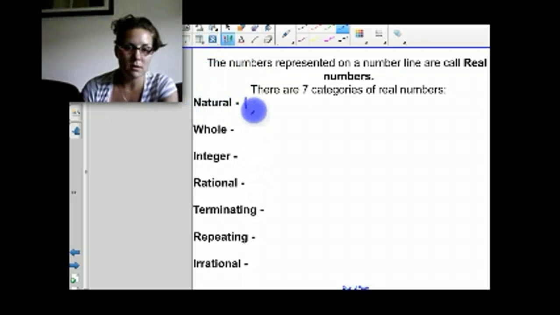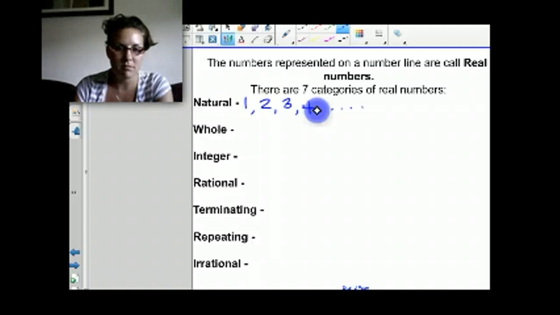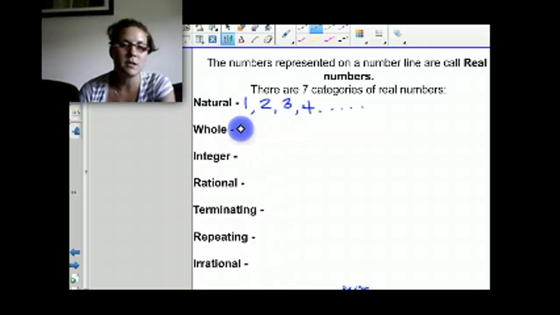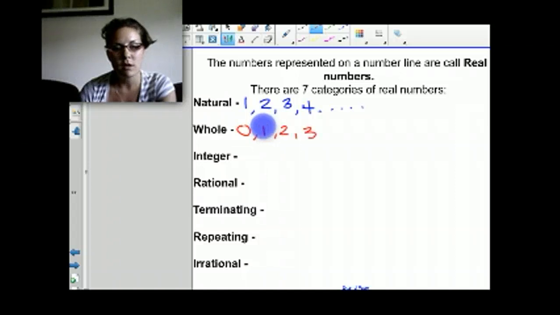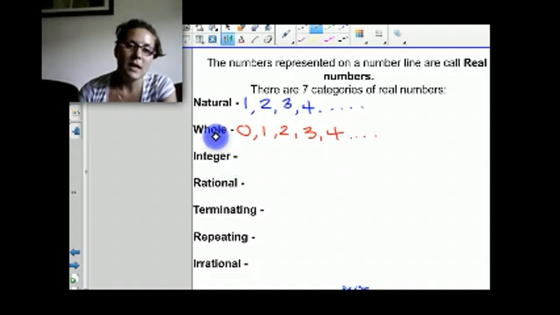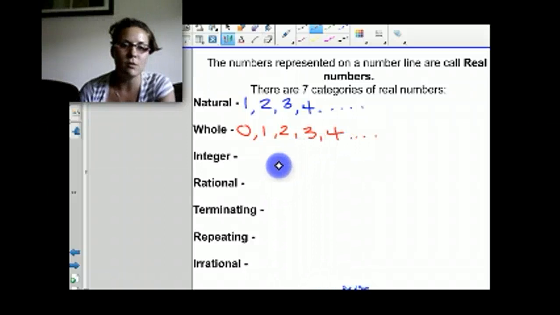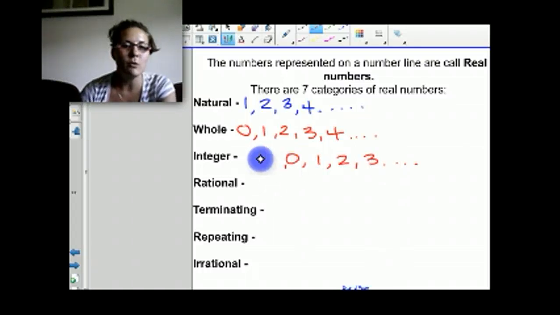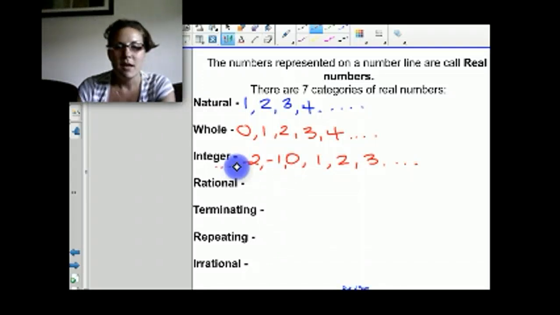Those include the numbers 1, 2, 3, 4, and so on and forever. The whole numbers are very similar to the natural numbers, except they also include the number 0. So it's 0, 1, 2, 3, 4, and so forth. Integers include all the whole numbers, but they also include negatives. So you've got 0, 1, 2, 3, and so on in that direction, but you've also got negative 1, negative 2, negative 3, in both directions.